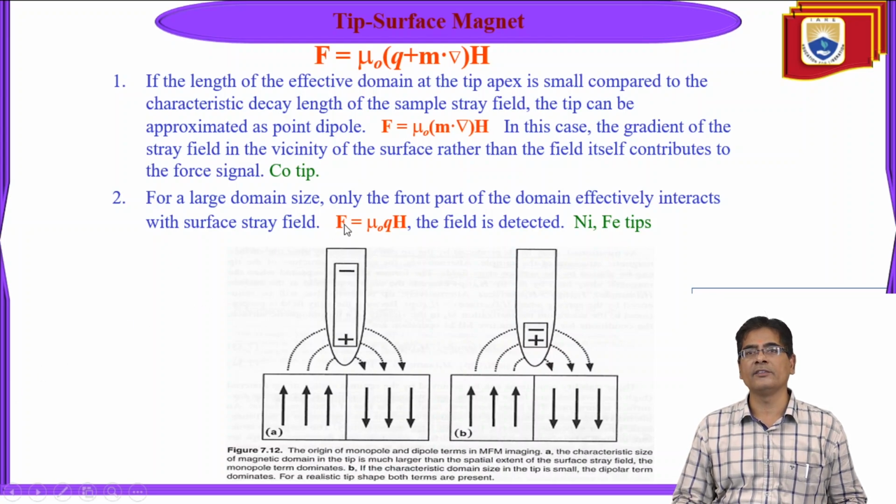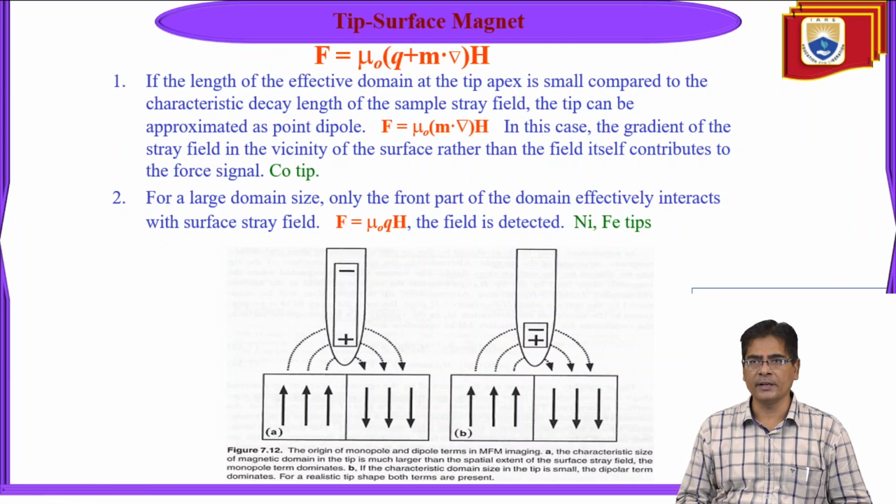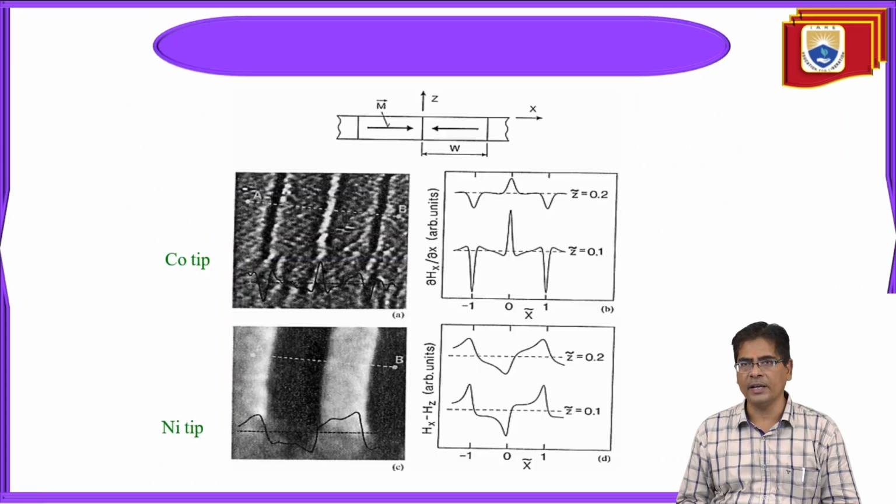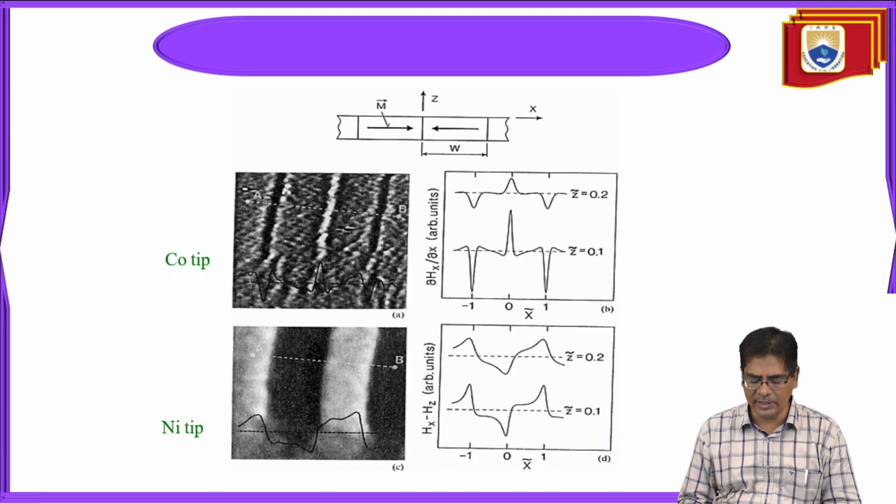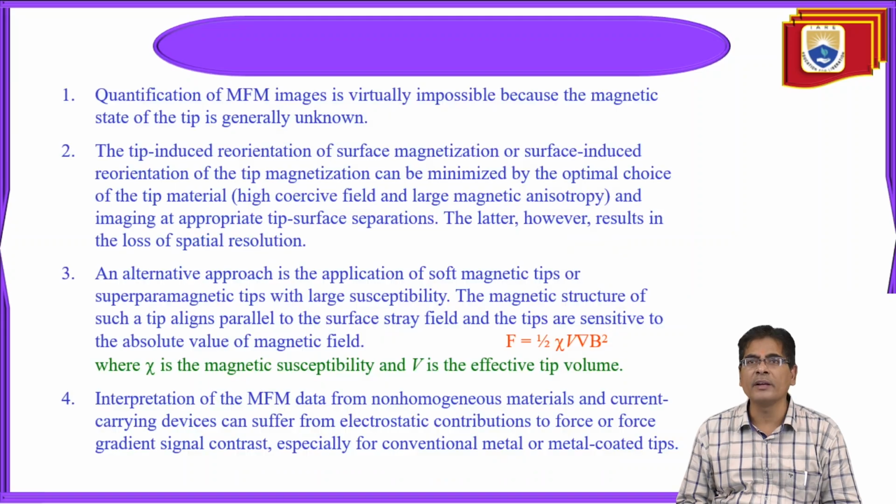For larger domain size, only the front part of the domain effectively interacts with the surface stray fields. F equals mu naught Q, here the field is detected. So here we use nickel iron tips. Right? So these are some of the cobalt tips and the nickel tips, where we can see certain images of the cobalt tip and nickel tip, and this is the spectrum you can see.